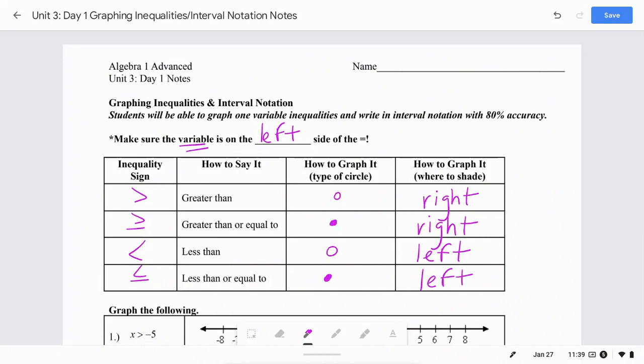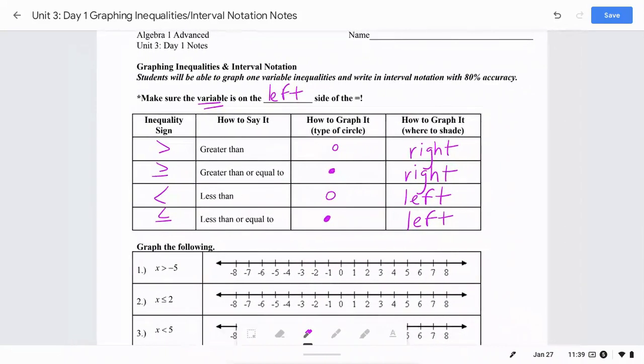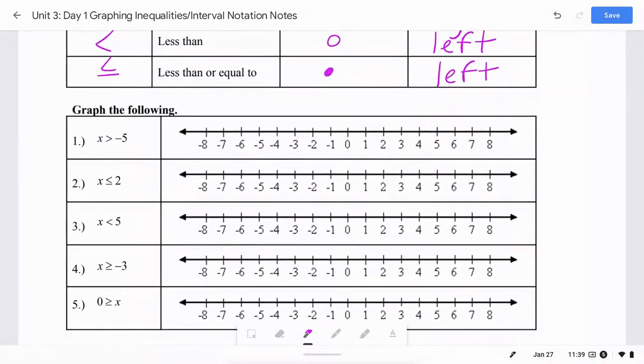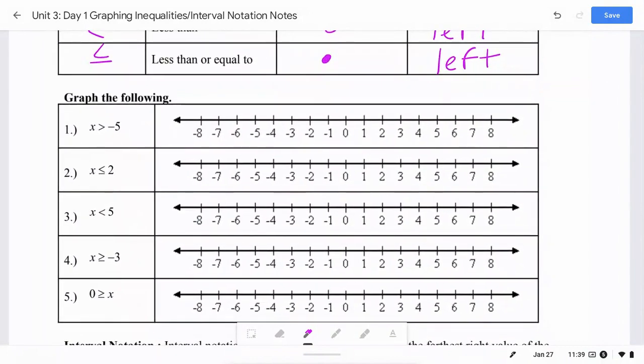So let's just practice a few easy graphing examples just to kind of get the hang of what type of circle to use and how to shade it. So if I'm graphing x > -5, that would be an open circle on -5 and greater than is shaded to the right. So any number to the right would make that inequality true. For x ≤ -2, you're going to do a closed circle on -2. And then for less than, you're going to shade everything to the left with an arrow because it would go on forever. So basically that means that any number in the shaded area would make that inequality true.